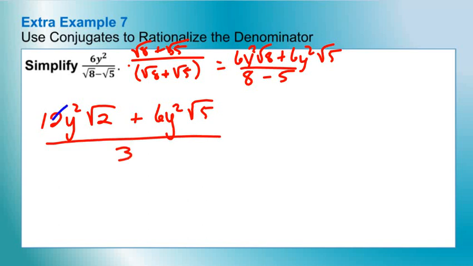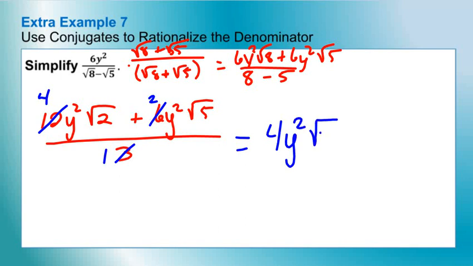And I can divide a 3 here, gives me 4. Divide a 3 here, it gives you 2. Divide a 3 here, and gives us 1. So our final answer would give us 4y squared square root of 2 plus 2y squared square root of 5.